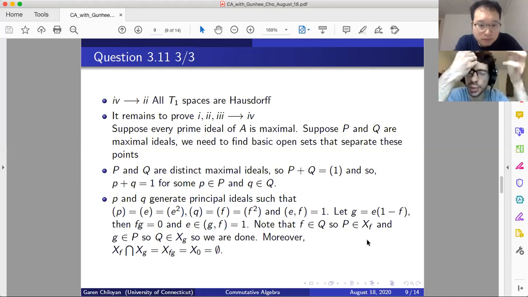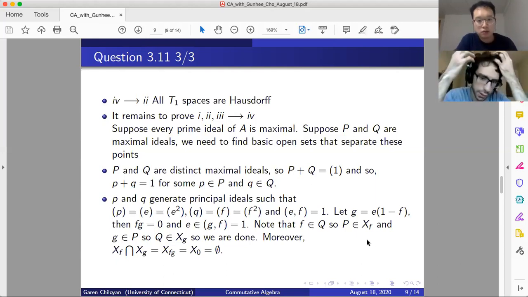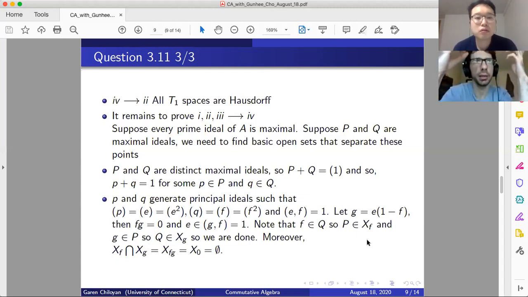If you let G be E times 1 minus F, then F times G is 0, and E is contained in the ideal generated by G and F, but that's the whole ring. So you mean the ideal generated by E and F is the whole ring? That's what you mean by 1, am I right? Yes, got it. And so we can then say F is contained in Q, and that means that P is a prime ideal that doesn't contain F.